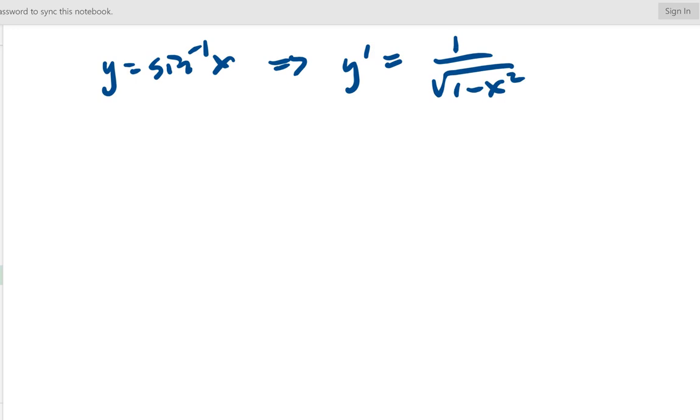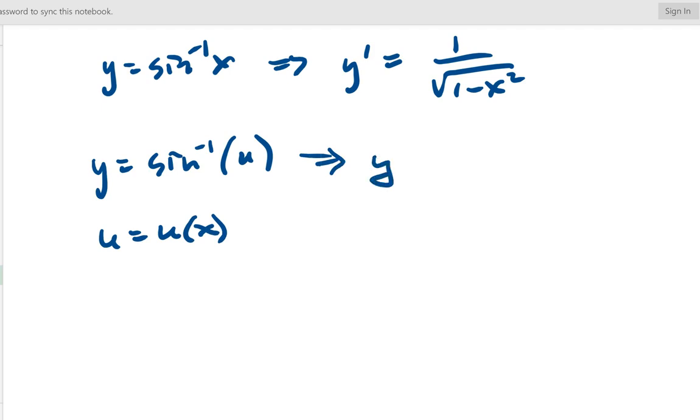So let me write down what we had there before. We had if y is inverse sine of x, this implies then that y prime is 1 over the square root of 1 minus x squared. And now, before I get to the tangent one, let's suppose that y is inverse sine of u of x. Well, let's just say u. And then u is some function of x.